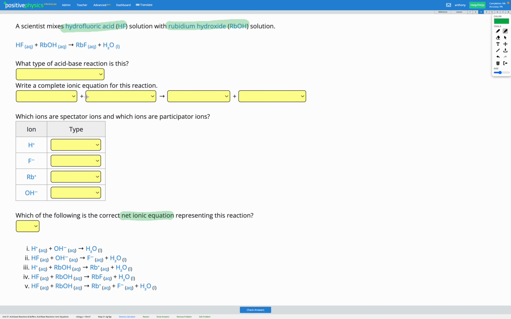To figure out what's happening in our ionic equation, we first need to figure out what type of acid and what type of base we have. Are they weak or strong? So hydrofluoric acid, we know that that is a weak acid. That is not one of the strong acids. Rubidium hydroxide, RbOH, that is a strong base.